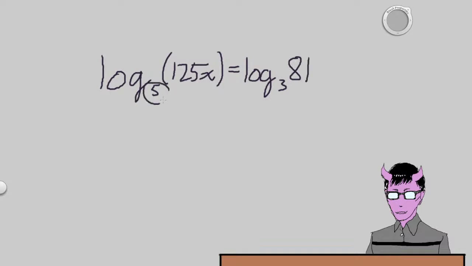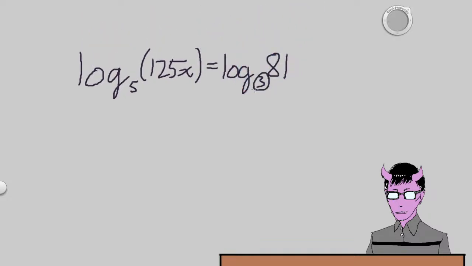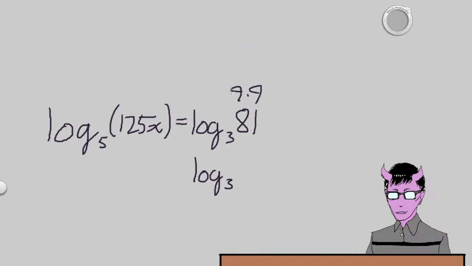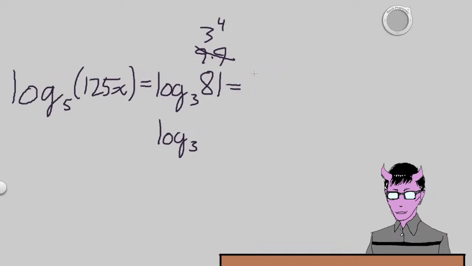So not too difficult. We have base 5 with the unknown, but then we have a base 3 with a known value, and when we know that we can break up the 81. Because 81, we can get 81 to match base 3. So let's do that first. So 81, we can change that into 9 times 9. And that one we can change into 3 to the power of 4. So for the situation, we can transform it into log base 3 of 3 to the power of 4.